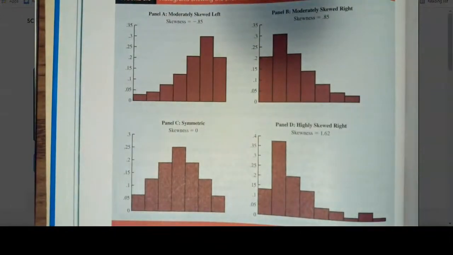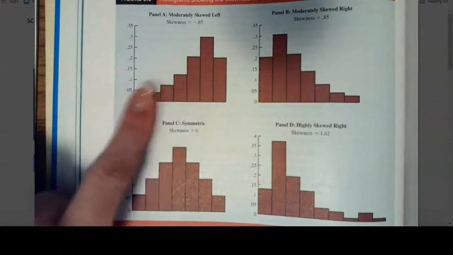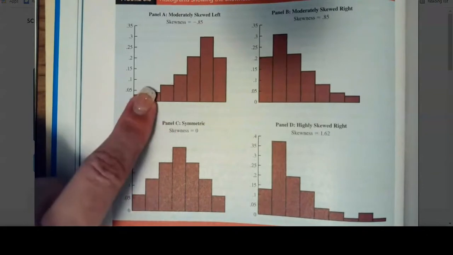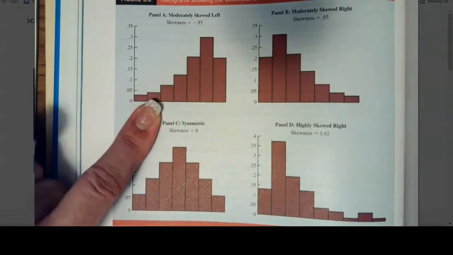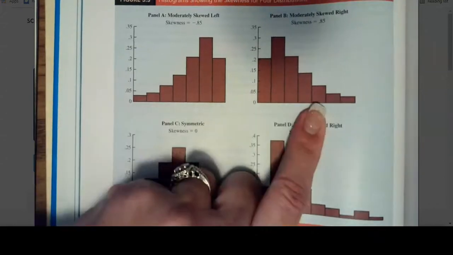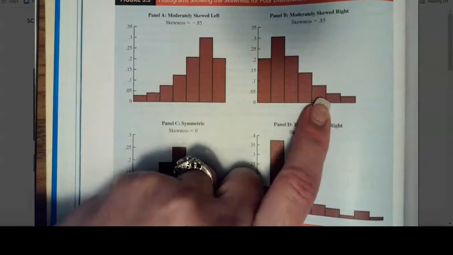Basically, if something is skewed, you want to look at the tail. Where's the tail? So on this one, the tail is on the left. The smaller values are on the left. So this is skewed to the left, which means it's going to have a negative skew. Okay, this is skewed right. It'll have a positive skew.